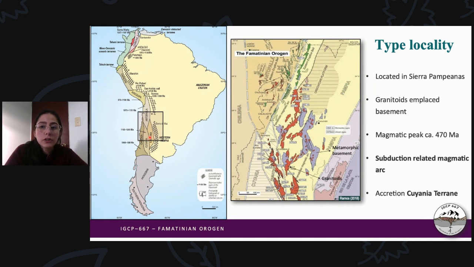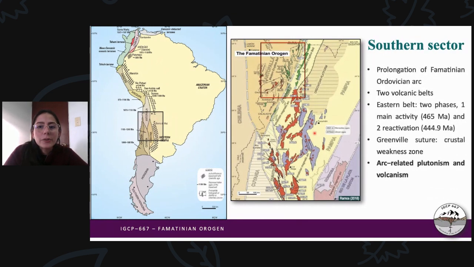The accretion of the Cuyania terrane west of the type locality resulted in a subduction-related magmatic arc that was active from 490 million years to 460 million years, with a magmatic peak at 470 million years. The igneous rocks of the magmatic arc were emplaced in a metamorphic basement of low pressure and high temperature.